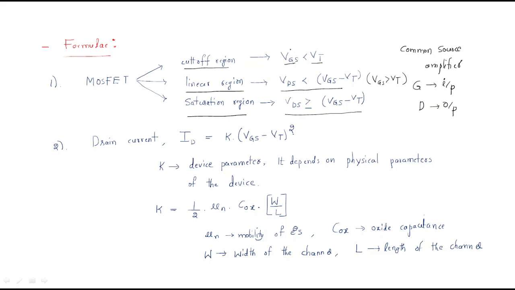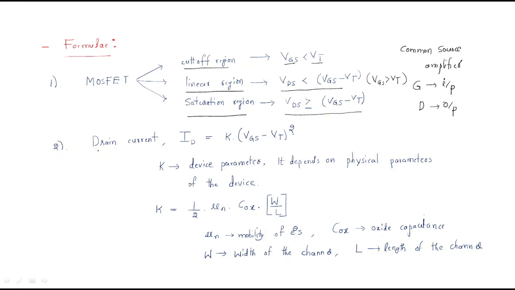So cutoff means it is off, whenever the input voltage is less than VT. If it is on, in the linear or ohmic region, then VDS is less than VGS minus VT. And next, if it is in the saturation region, then VDS is greater than or equal to VGS minus VT. This is one of the equations.